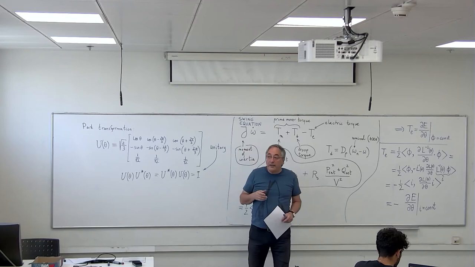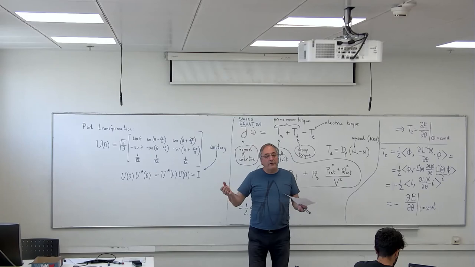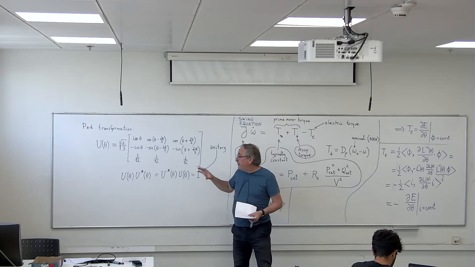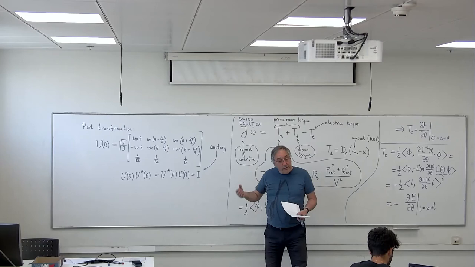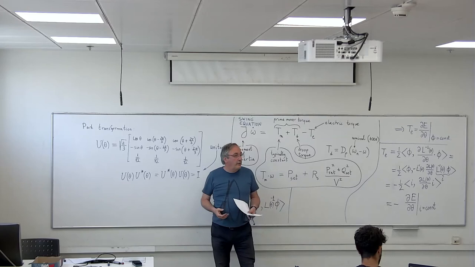And this is a sort of miraculous transformation, because if you write the equations of a synchronous machine, then everywhere you have sine theta and cosine theta appearing. But after you apply this unitary transformation to currents and also to voltages, then somehow by a miracle, the angle theta disappears from the equations and you get much simpler equations. You will see that in a second.